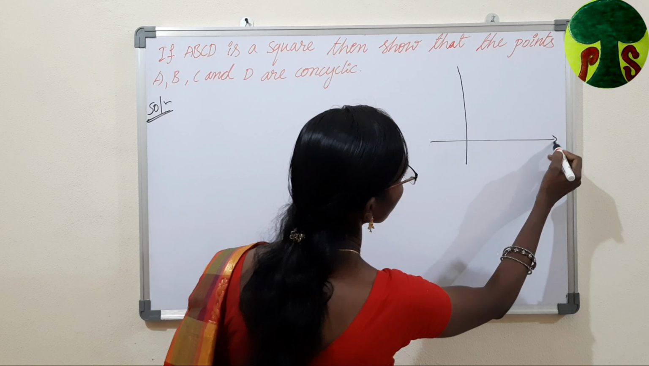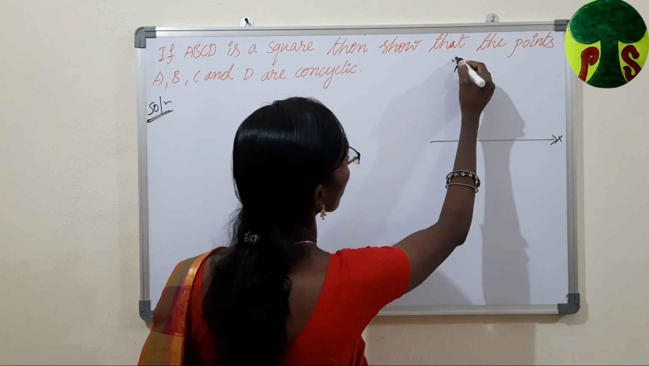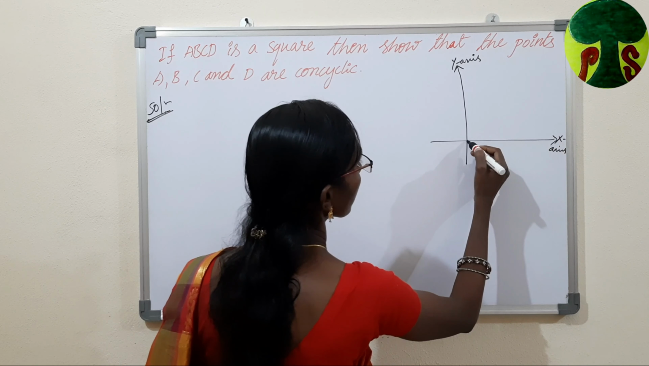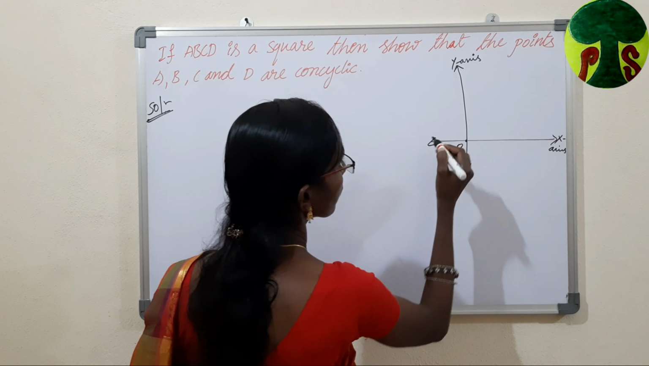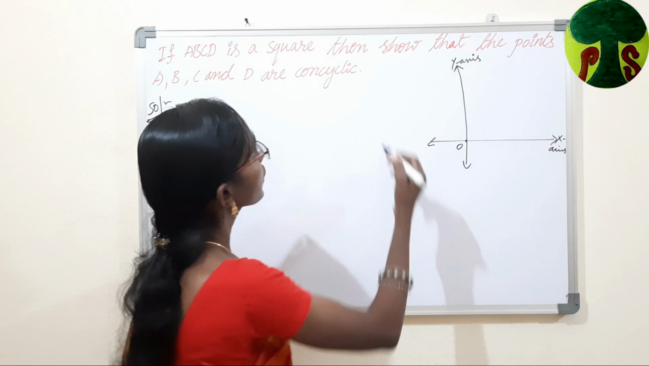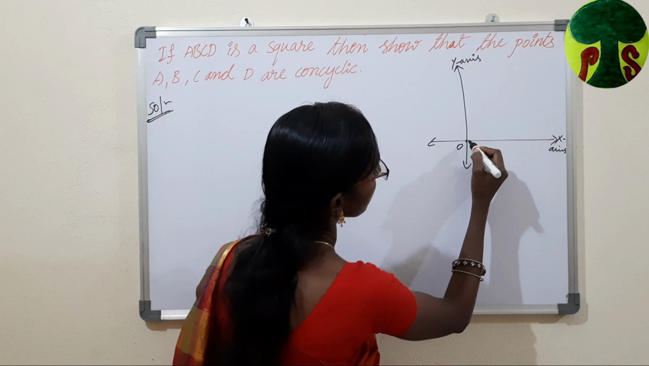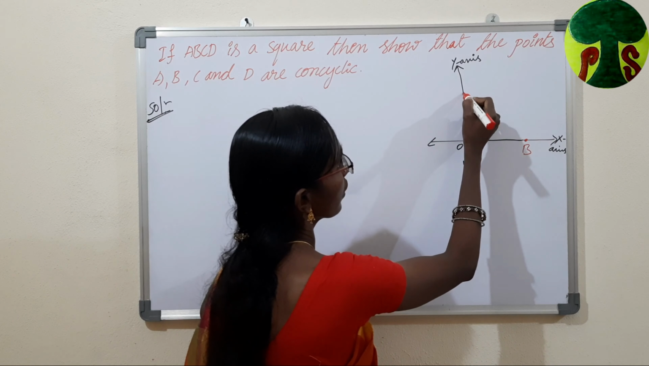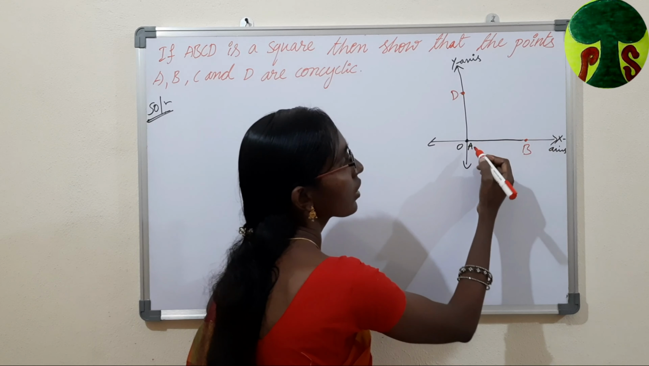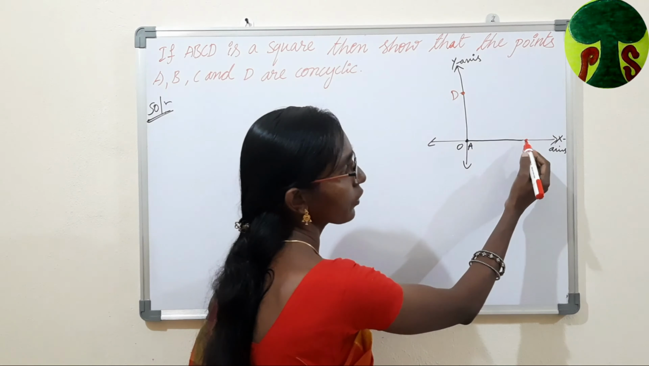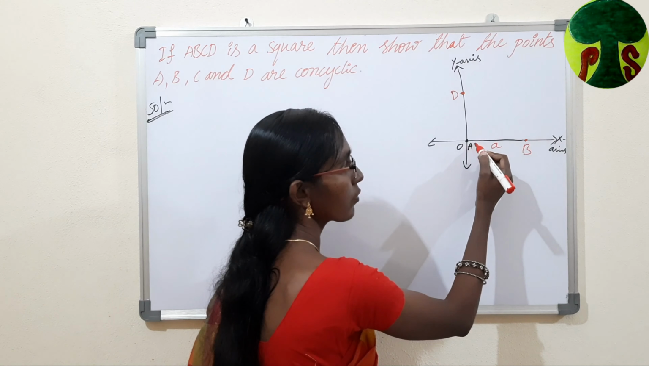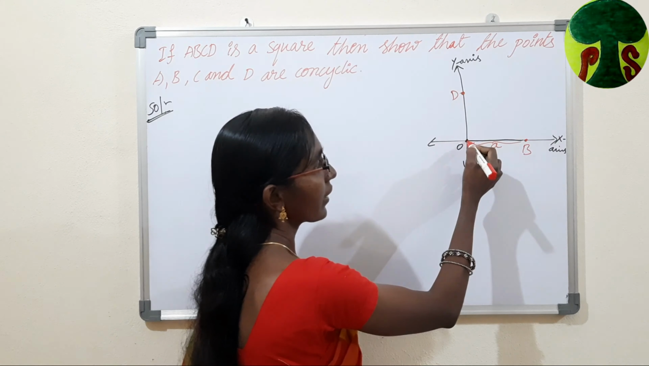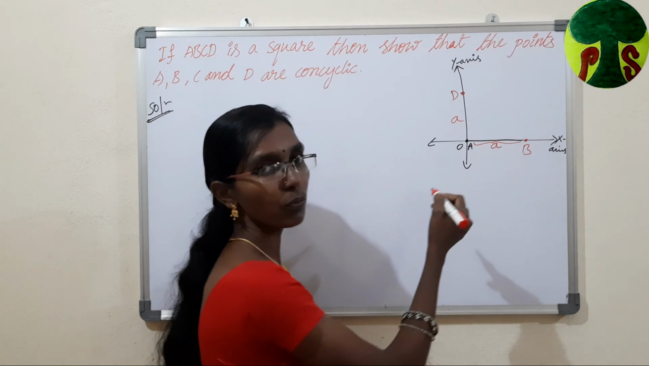a coordinate system. This is the x-axis, the y-axis. This is the origin. Now I am drawing the square in this coordinate system. Origin is point A, here I am taking point B and here is D. I am taking the distance from A to B as a. If AB is a, then AD is also a, because that is a square.